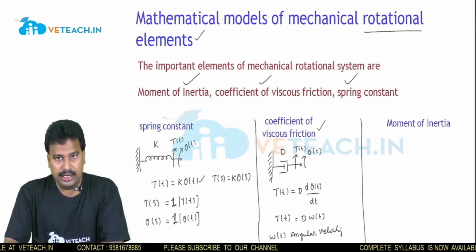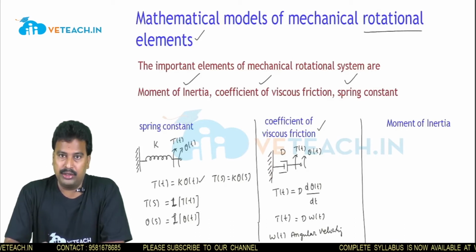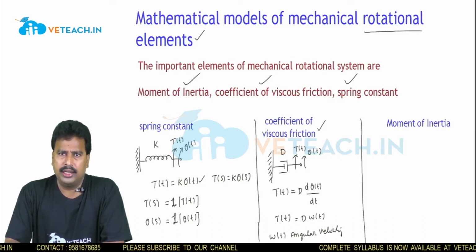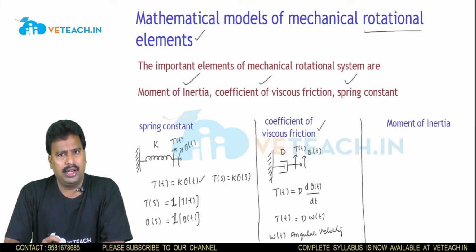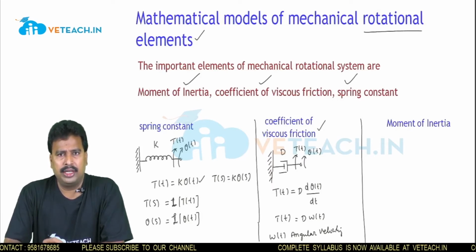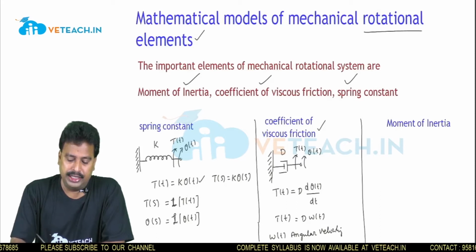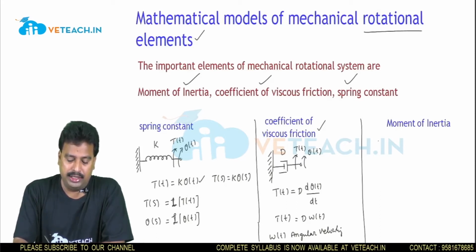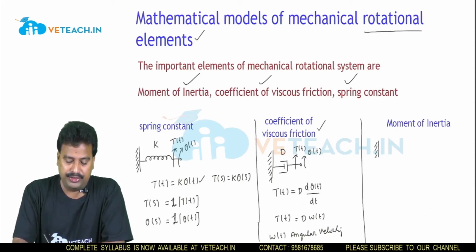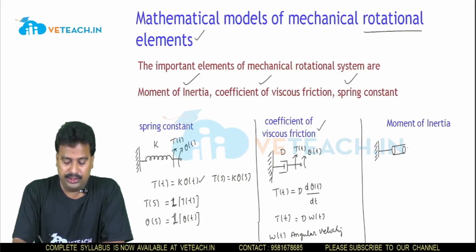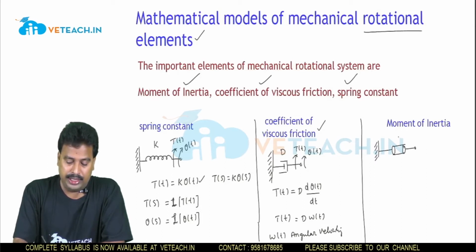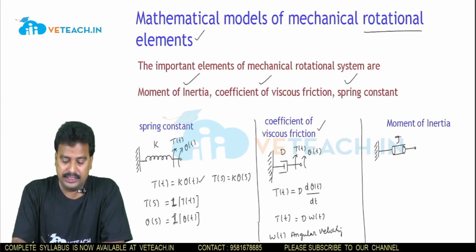The third and important element is moment of inertia. You know that each and every object will have a certain amount of inertia in it. So let J be the inertia of the element. This inertia is represented like this. So this is a rotating body and its inertia constant is J.